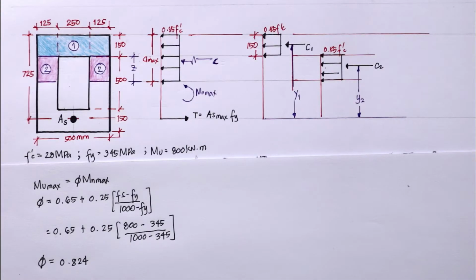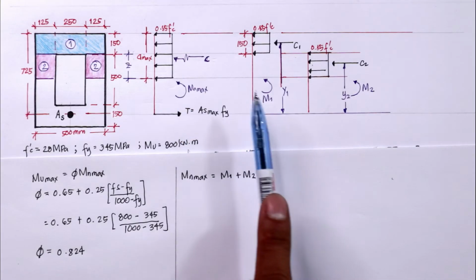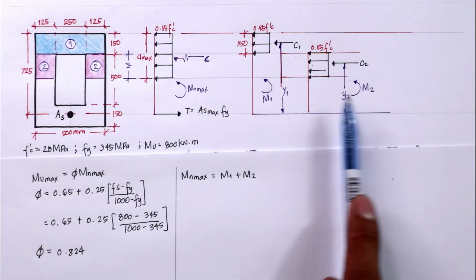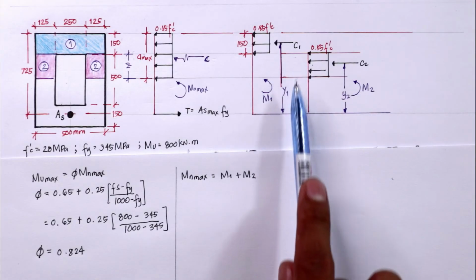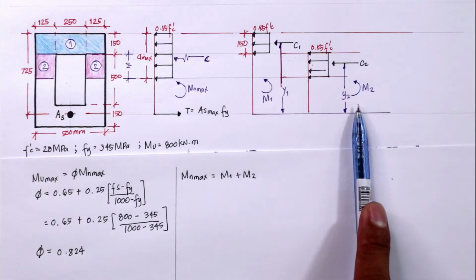Ang kukunin naman natin ngayon is yung value ng Mn max. Going back to this figure, the value of Mn max is equal to M1 plus M2. The value of M1 is equal to C1 times Y1 and the value of M2 is equal to C2 times Y2.